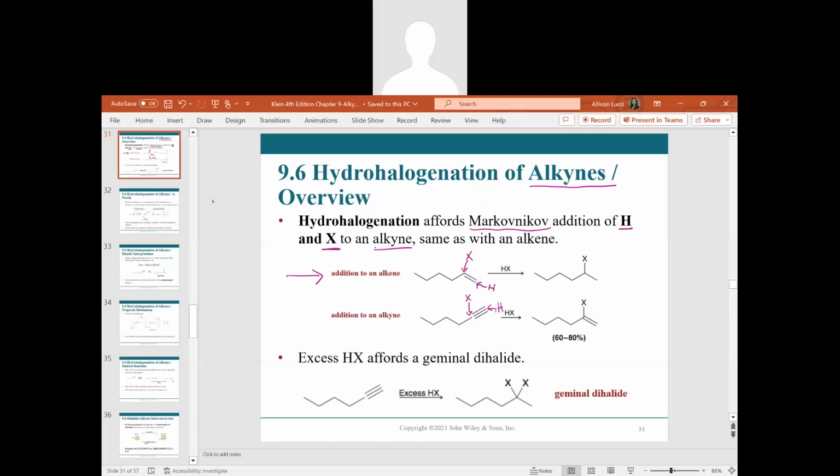And then what results after a second addition would be at the more substituted site again, we'll have another halogen installed, and then we'll have another X over here. So the product is what we call a geminal dihalide. So on the same carbon, there are two halogens, right? So this carbon here has two halogens.